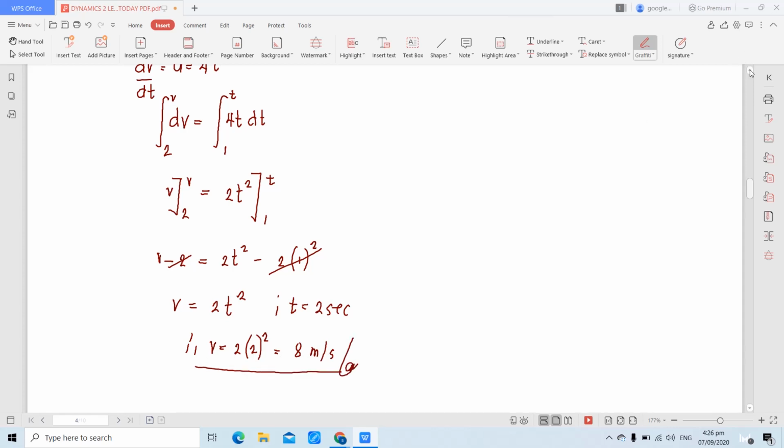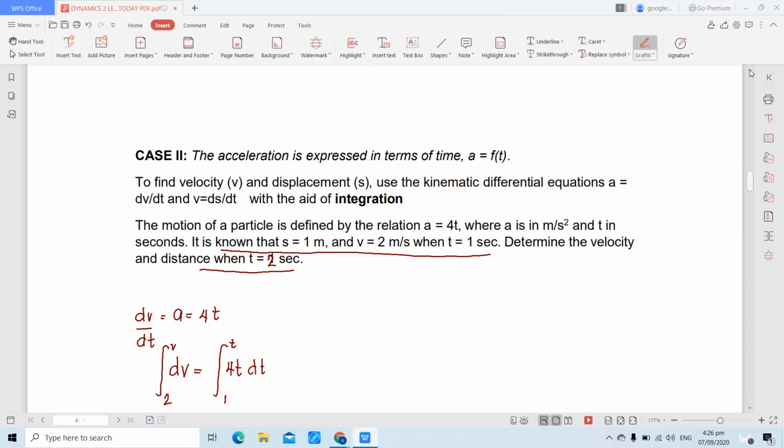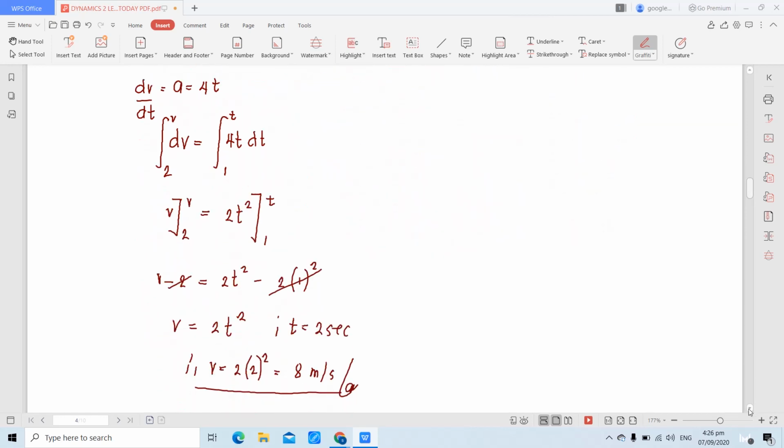Another requirement is to get the value of, ilan natin? To get the value of distance after 2 seconds also. So, para makuha yung velocity o yung distance, gagamitin natin yung velocity as a function of time. Velocity is equivalent to 2t squared. No, velocity is equivalent to ds over dt. So, may incorporate na natin yung displacement para makuha yung ating distance. So by cross multiplication, we can say that ds is equivalent to 2t squared dt.